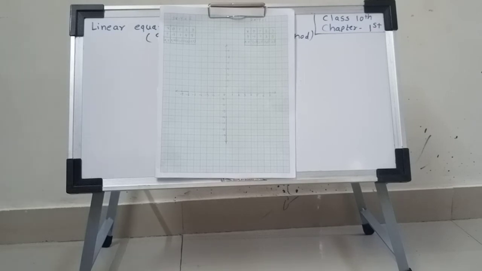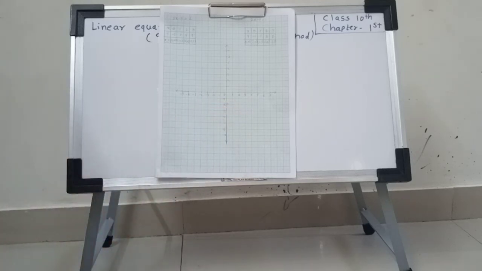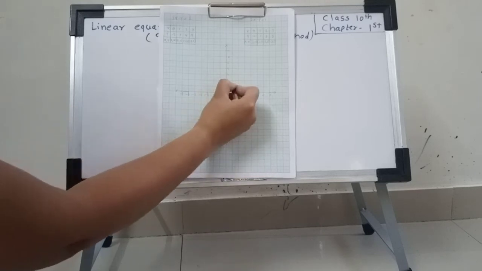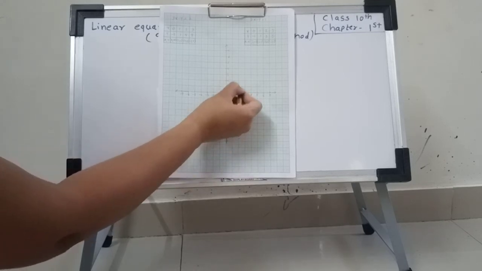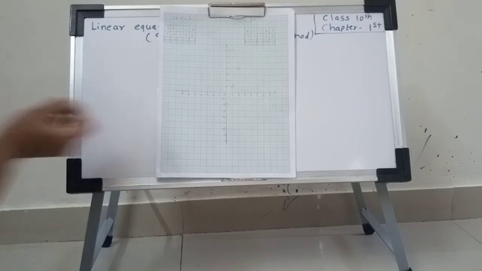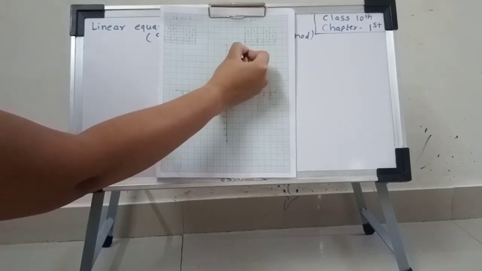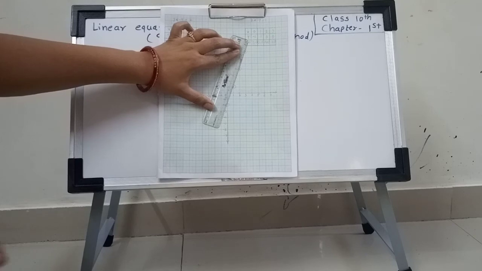First we plot the points. When x is 0, y is minus 2. When x is 1, y is 1, means this point. When x is 2, y is 4. When x is 3, y is 7. Now join these points. This is the line for the first equation.